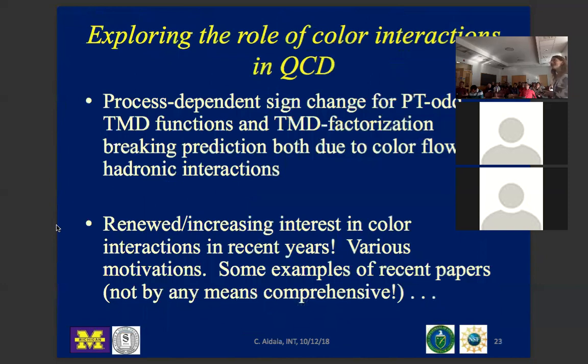So I'd like to shift gears now and talk a little more generally, and perhaps speculatively, about exploring the role of color interactions in QCD. Of course, this process-dependent sign change for pT-odd TMD functions and the prediction of TMD factorization breaking are both due to color flow in hadronic interactions. I think there's been renewed and increasing interest in color interactions in recent years, coming from communities with different motivations, actually. And I just want to quickly show a few recent examples, some papers.